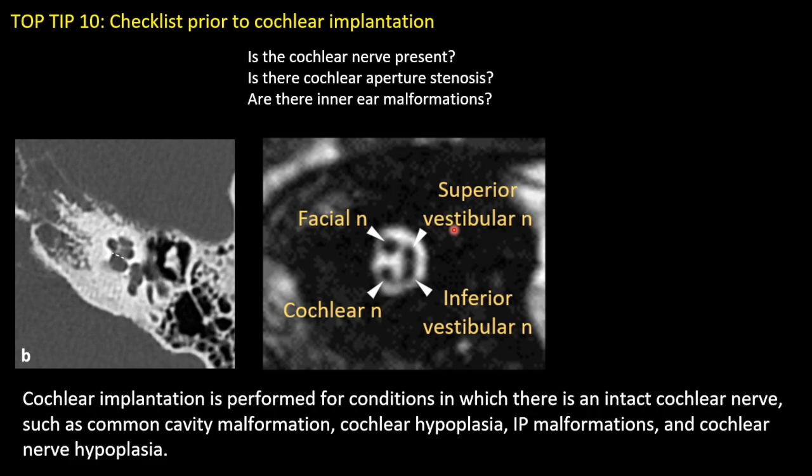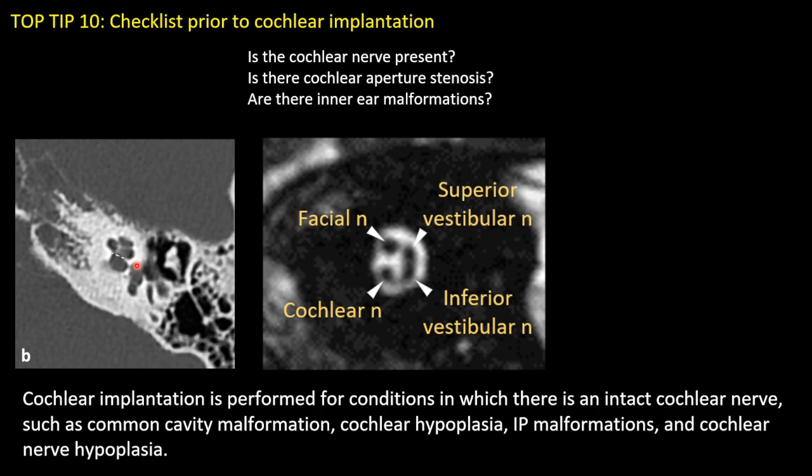So it is useful to have an imaging checklist prior to cochlear implantation. Possibly the most important questions we need to answer are: is the cochlear nerve present? Is there cochlear aperture stenosis? And are there any inner ear malformations? So the cochlear aperture is best assessed on an axial CT at this level, and we can see that is the cochlear aperture. It has a normal width of approximately 2.1 plus or minus 0.5 millimeters.